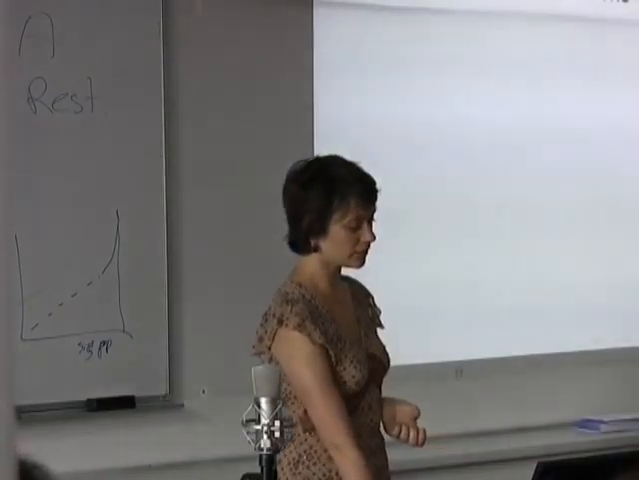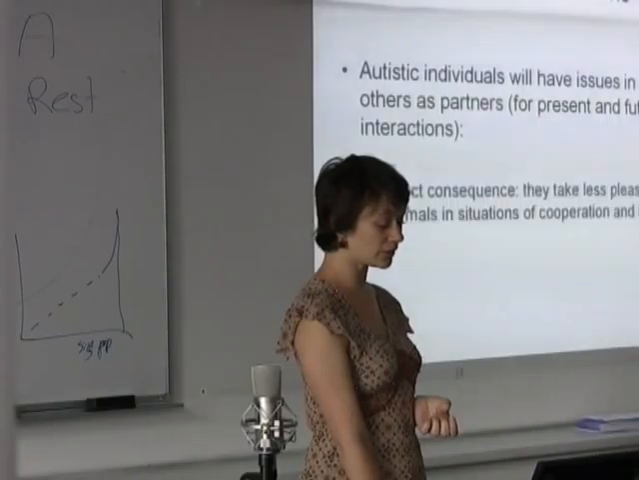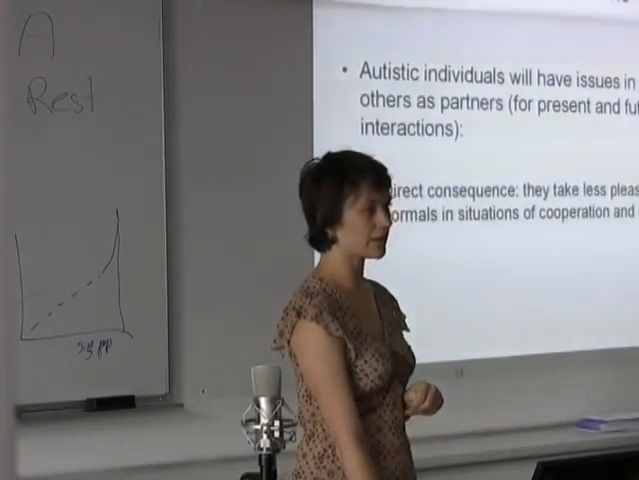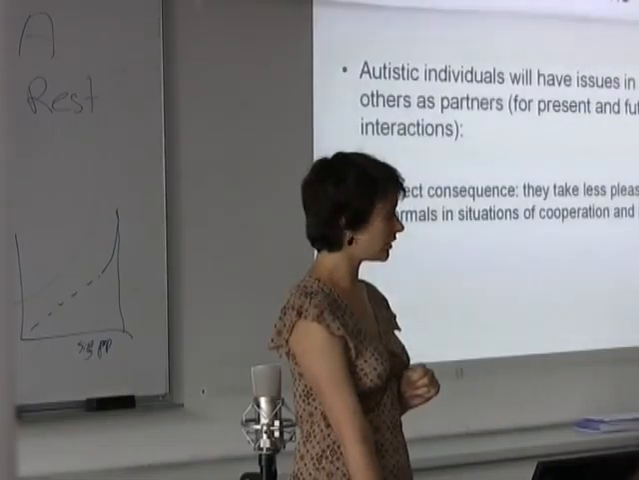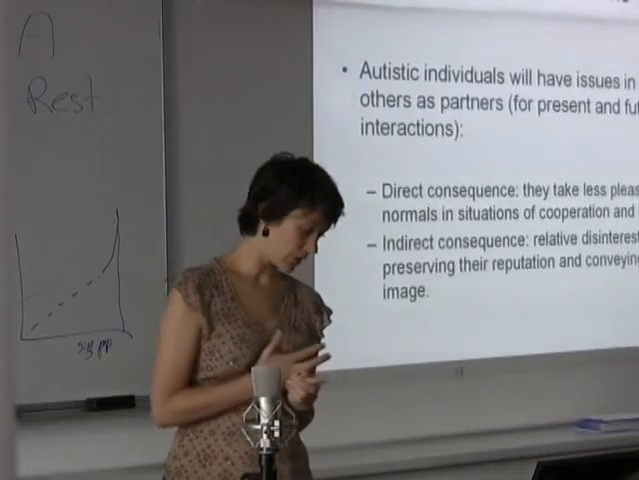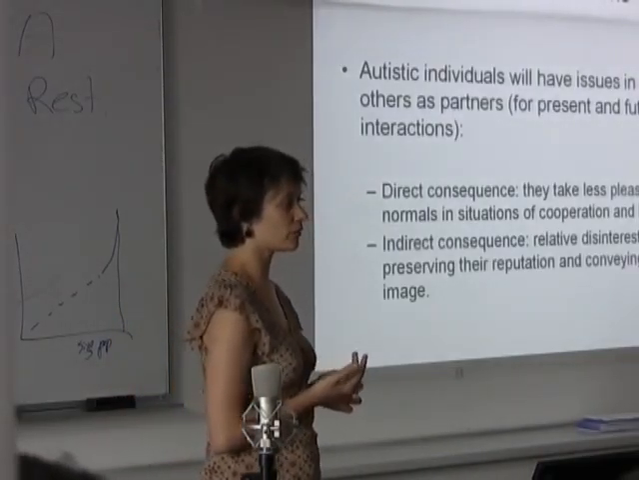It also makes negative predictions. It predicts that autistic people will have issues in seeing others as partners, and that has a direct consequence, which is that they're going to take less pleasure in situations of cooperation and interaction, and has an indirect consequence, which is that they're going to be relatively not interested to preserve their reputation.